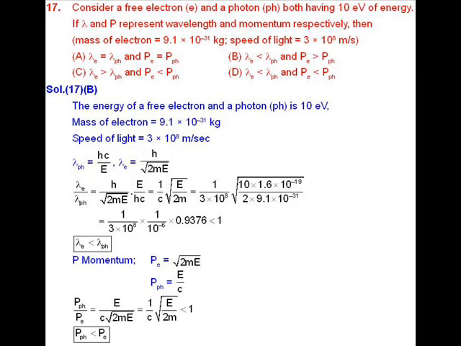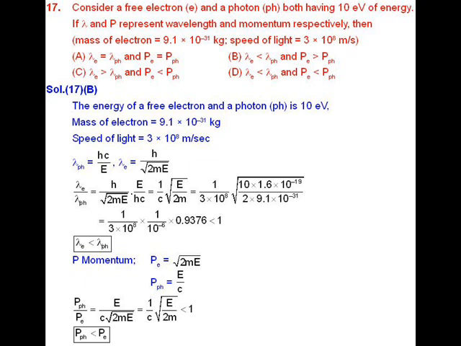Consider a free electron and a photon both having 10 electron volt of energy. If lambda and p represent wavelength and momentum respectively, then so given that the energy of a free electron and a photon is 10 electron volt, and we know that mass of electron is 9.1 into 10 to the power minus 31 kg and speed of light is 3 into 10 to the power 8 meter per second. The wavelength of photon lambda ph equals hc by E, and the wavelength of electron lambda E equals h divided by square root of 2mE.